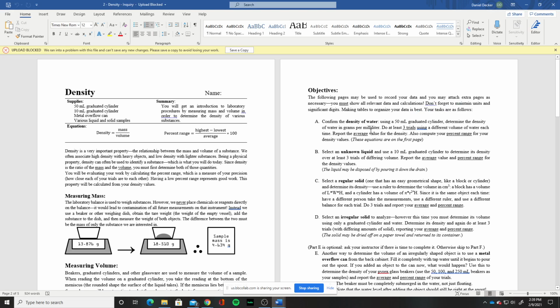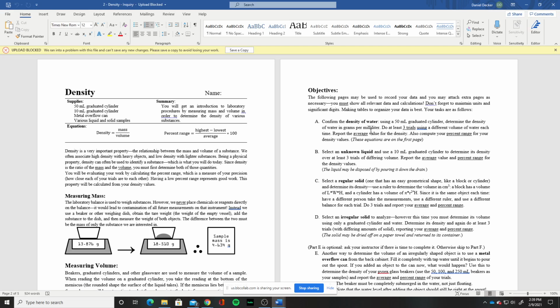Now, the reason that I say confirm there is because you should know the density of water already, or you should very soon know the density of water. It's one of the more well-known constants, if you want to call it that. It's not truly constant, but one of the better known physical properties in all of the science classes you hear.